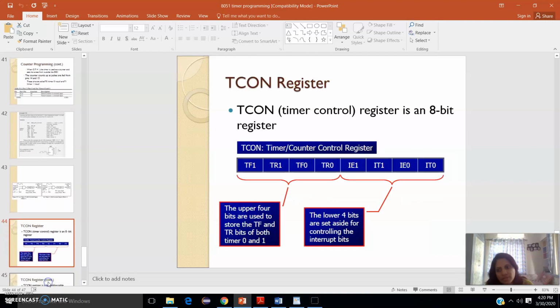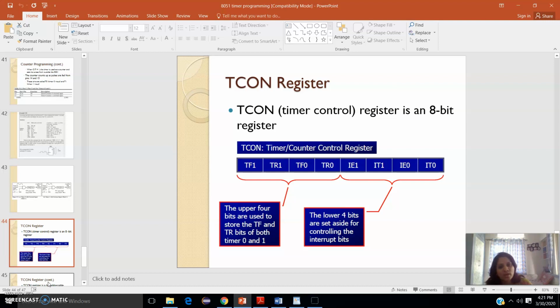Now, after counter programming, there is the TCON register, that is the timer control register. We already use the TF and TR bits: the TR bit is there to start the timer, and the TF bit is the timer flag. Why are 4 bits required? Because of TR0 and TR1 for timer 0 and timer 1, and TF0 and TF1, timer flag 0 and timer flag 1. Now the remaining 4 bits, again it is an 8-bit register from the SFR.